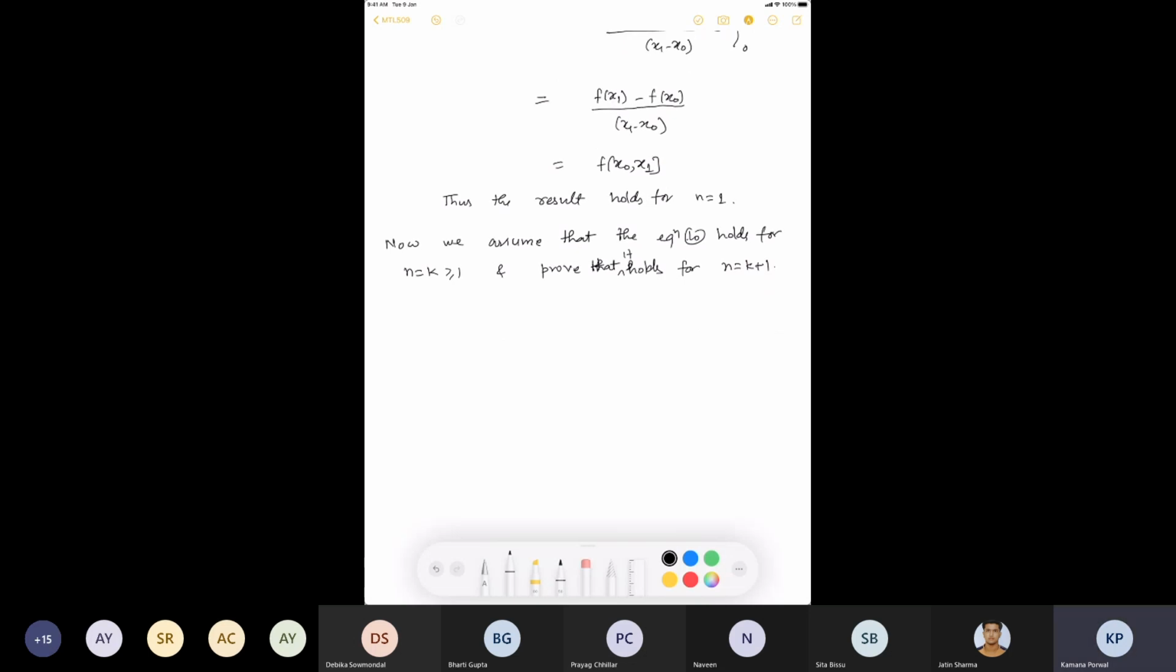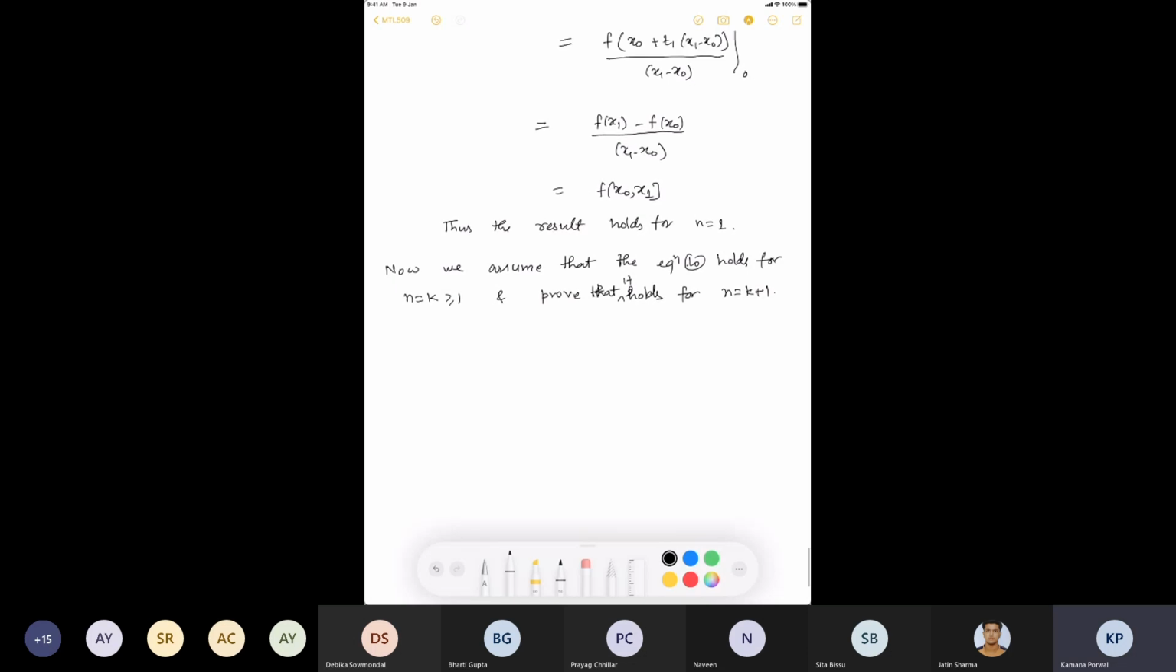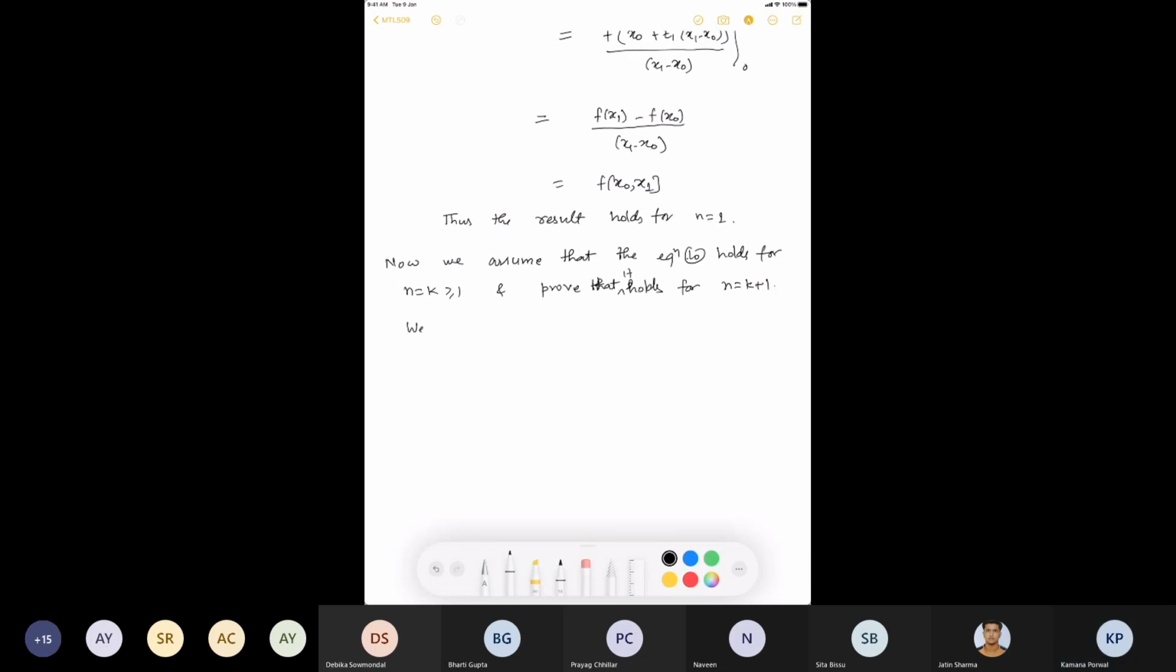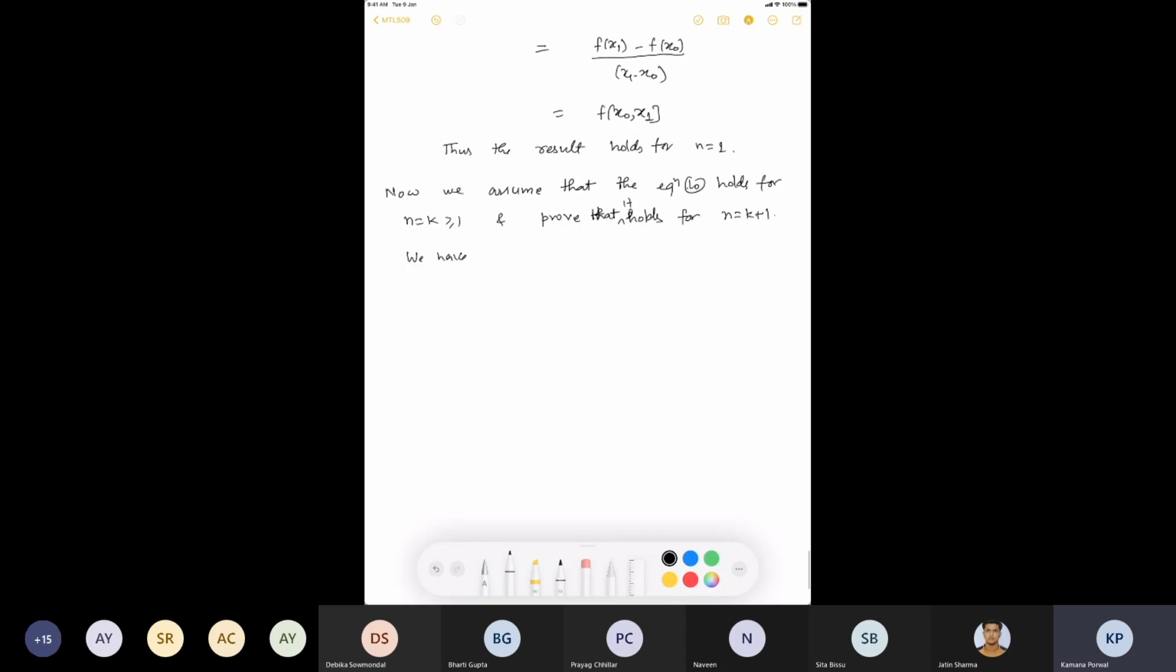So for n equal to k plus 1, again I'm going to consider the right hand side. That is, I'm going to consider this integral. The region of integration is going to be tau k plus 1, and the k plus 1th derivative of f evaluated at t0 x0 plus t1 x1 up to tk plus 1 xk plus 1, dt1 dt2 up to dtk plus 1.